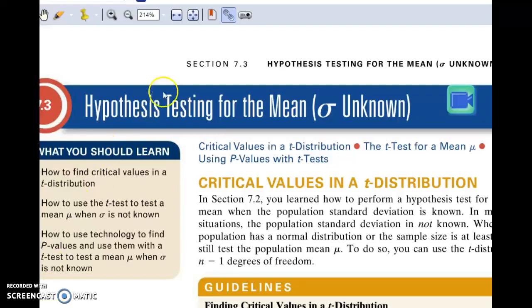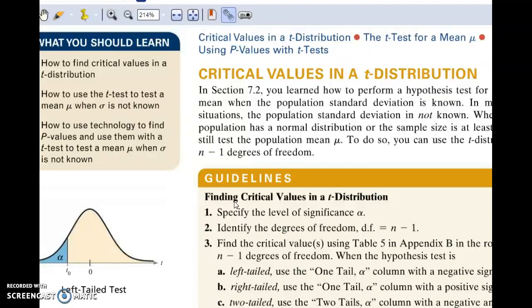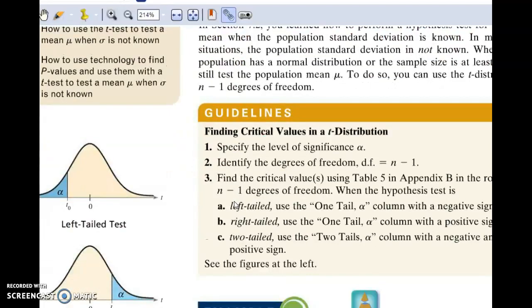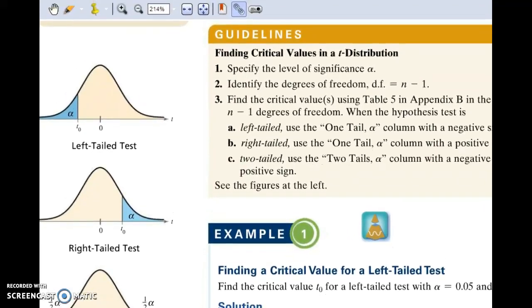In this video, we're looking at 7.3, and we're continuing to look at hypothesis testing for the mean, but this time we don't know the population standard deviation. And so our sampling distribution actually isn't going to follow a normal distribution, it's going to follow what's called a t-distribution. But they are very, very similar, and the overall process is going to be almost identical.